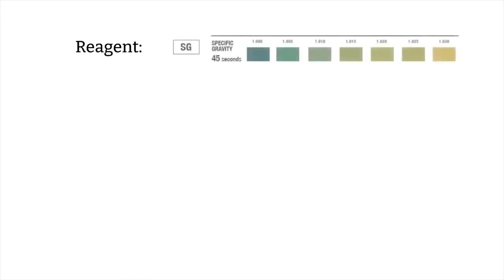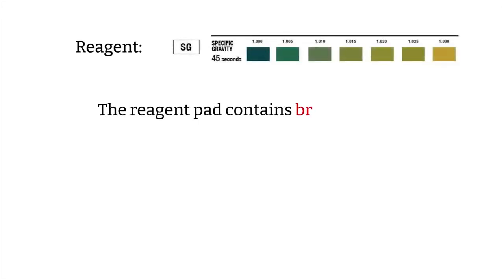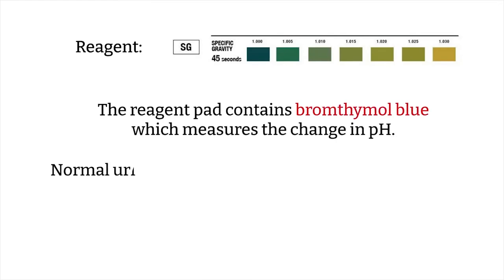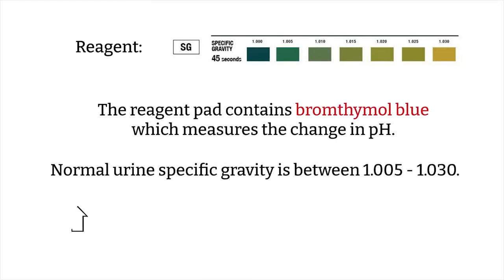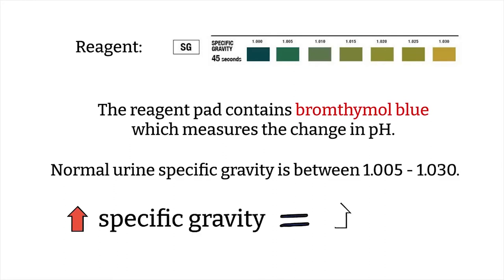The reaction for specific gravity should be read at 45 seconds. The reagent pad contains a pH indicator. The indicator for specific gravity is actually measuring the pH that is changed as the urine increases or decreases its specific gravity.